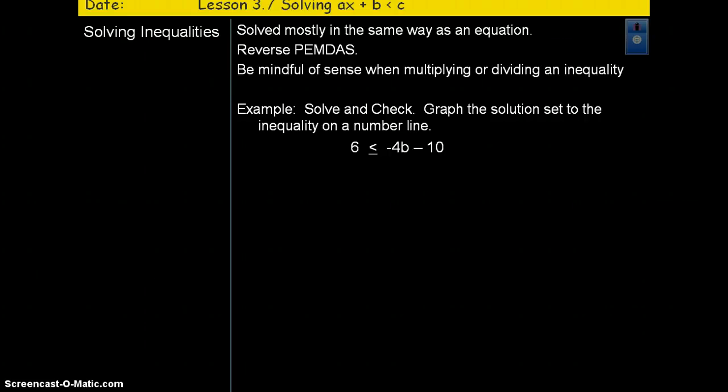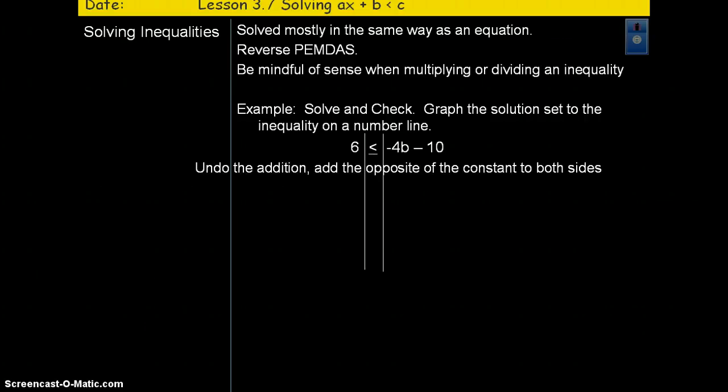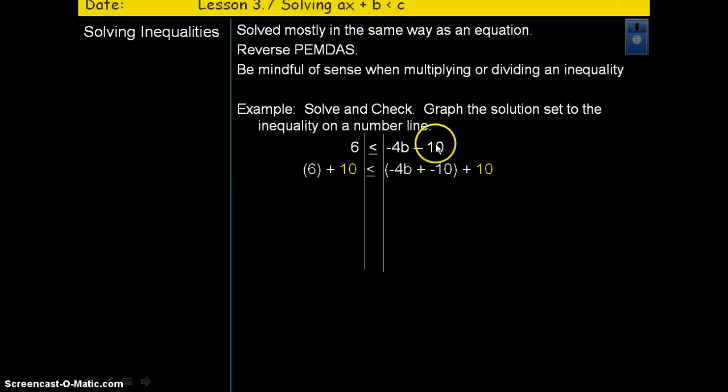Here, the inequality that we are asked to solve, 6 is less than or equal to -4b minus 10. We would solve this much in the same way that we would solve if it said 6 is equal to. We've got our left side and our right side. First thing that we would consider is to undo the addition, add the opposite of the constant to both sides. Here we would be adding 10 to both sides since our constant term was a -10. Minus 10 would indicate a -10. We simplify by combining any like terms, showing us 16 is less than or equal to -4b.